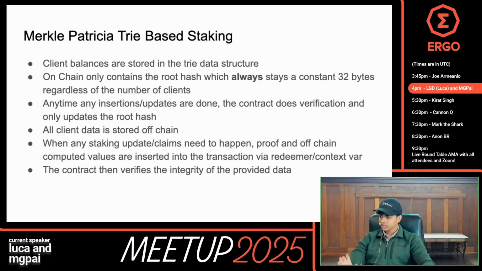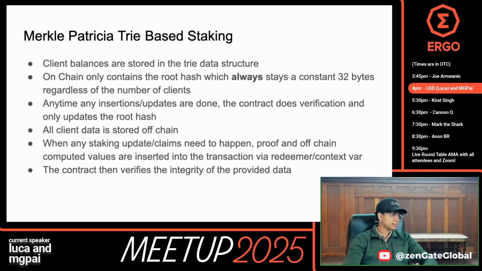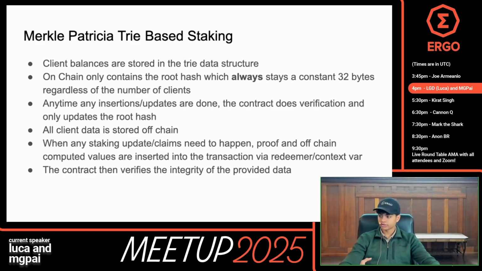And remember, after all of this is done, if there are any mutations done to the state, meaning if you added more stake or you did a claim or you did a withdrawal, that's a mutation, the only thing that changes is the root hash. So it's always that constant size length. And when these updates and claims happen, you're providing the proof.